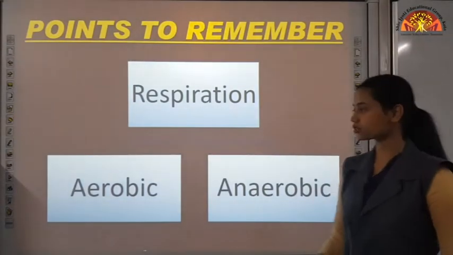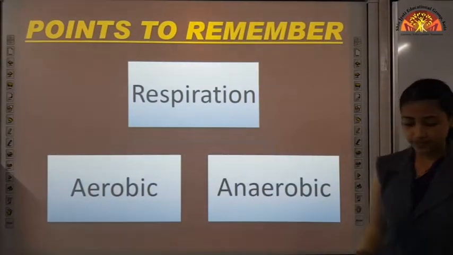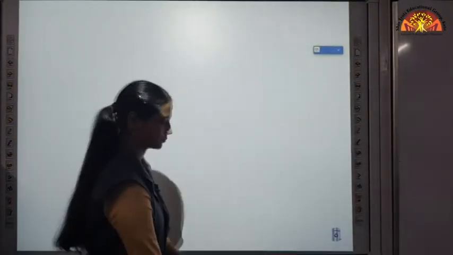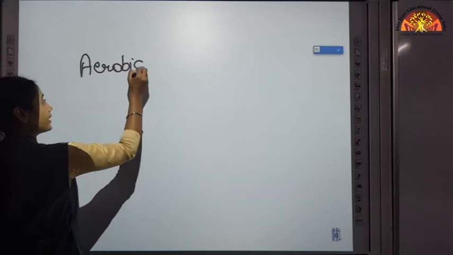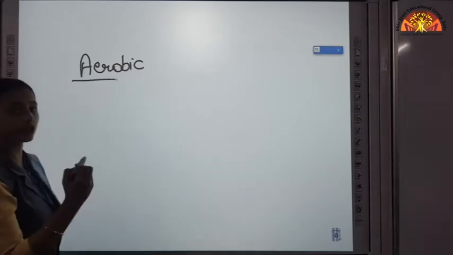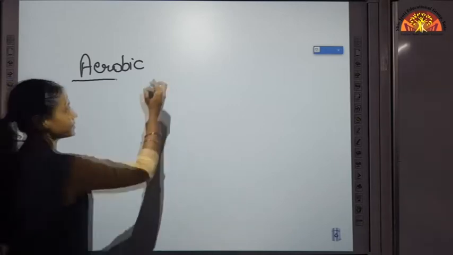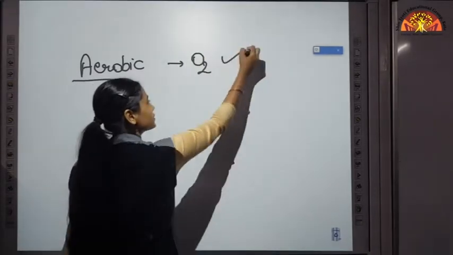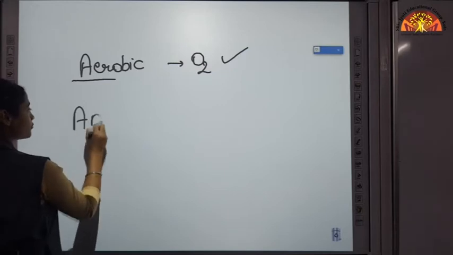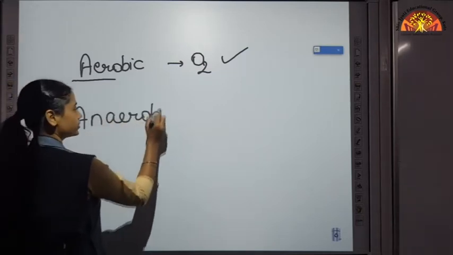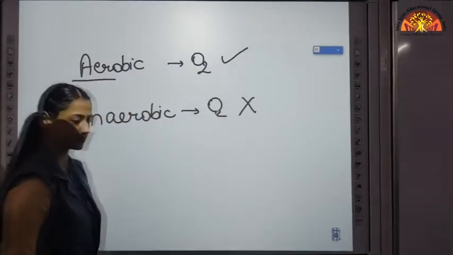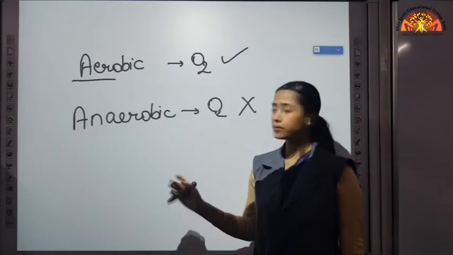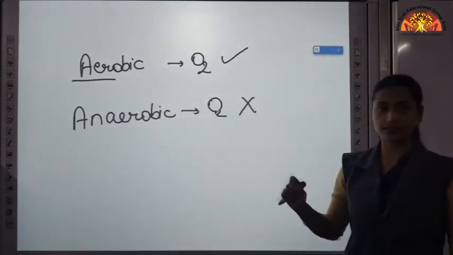Now respiration is of two types: aerobic respiration and anaerobic respiration. What is aerobic respiration? Aerobic means air. We are talking about which gas? Oxygen gas. In aerobic respiration, oxygen is present, but in case of anaerobic respiration, oxygen is absent. So generally we do what type of respiration? We show aerobic respiration.